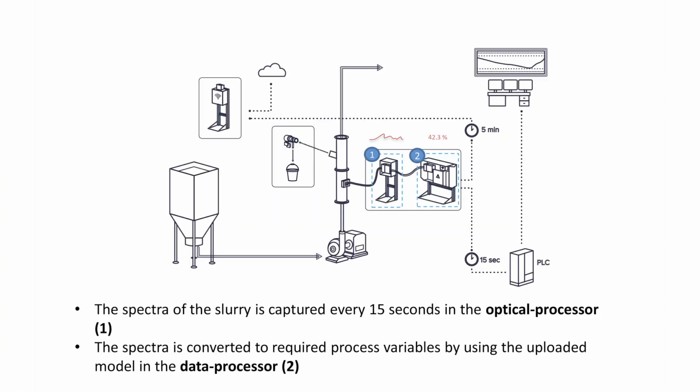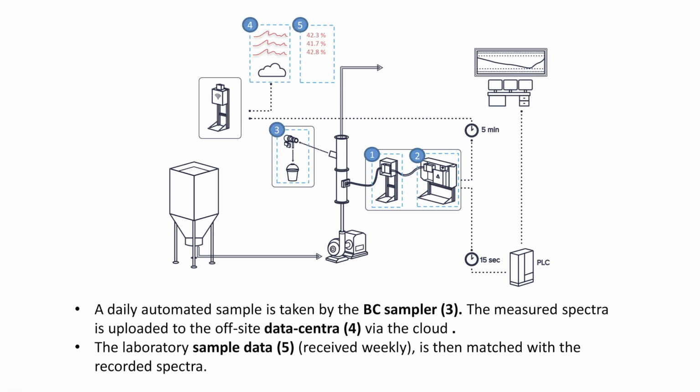So let's look at how this is implemented on a real plant. We have a slurry stream. This could be a tailing stream, a feed stream, a concentrate stream. Typically, the BlueCube spool piece is installed on a vertical upward flowing slurry. So in the spool piece we have two interfaces. One for the BlueCube scannet that is used for the light that is projected onto the slurry and then captures the reflected light that passes back to the optical processor. The second is for the inline pneumatic sampler that is used to take the automated daily sample.